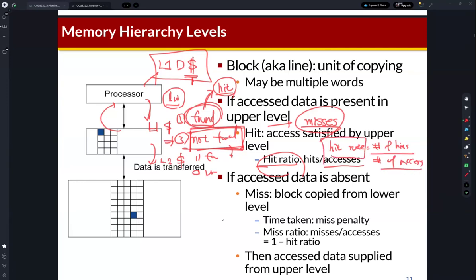Then what is the good case? If the hit rate is high, then more data are found in the cache, and we can access this data quickly. So if the hit rate is high, then the performance can be improved.